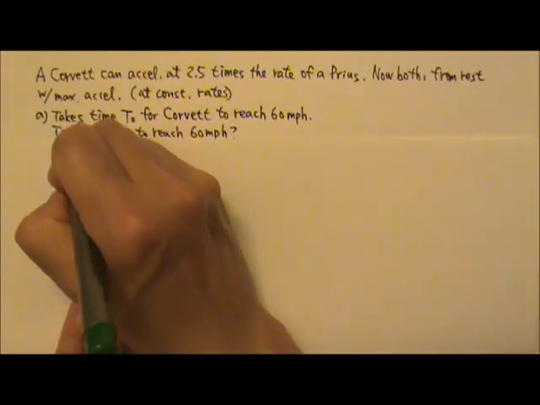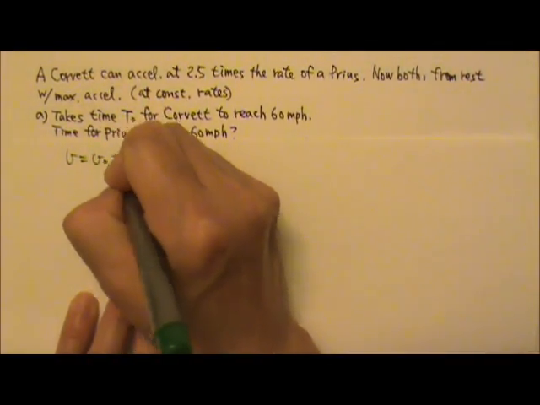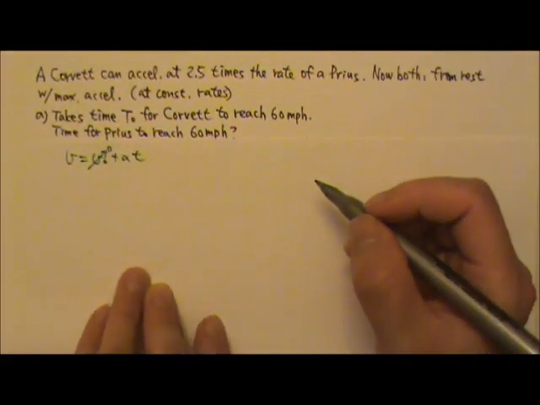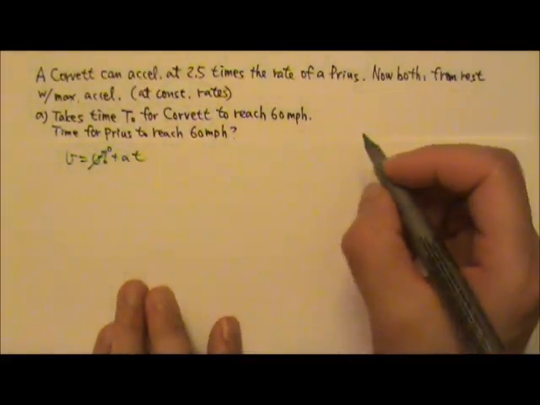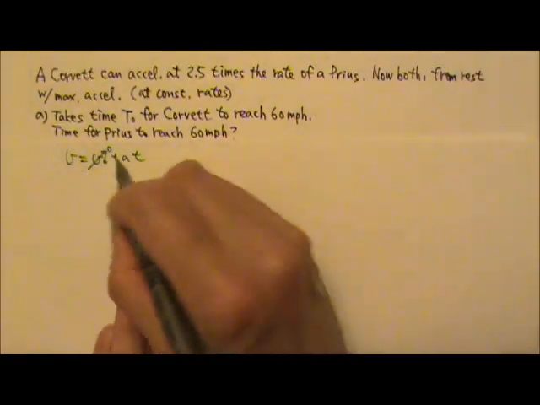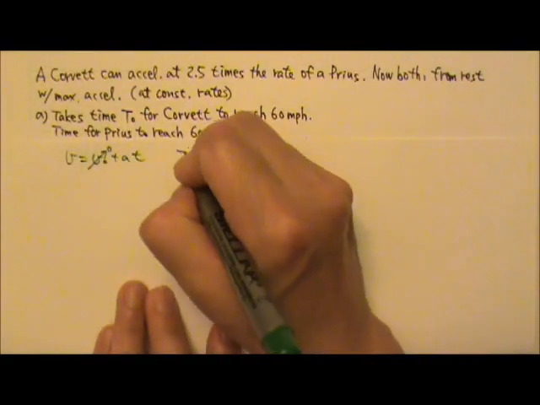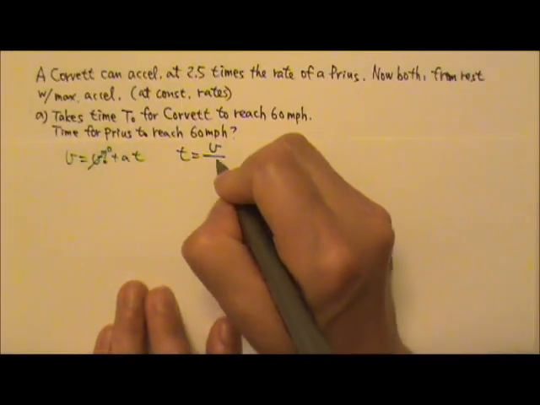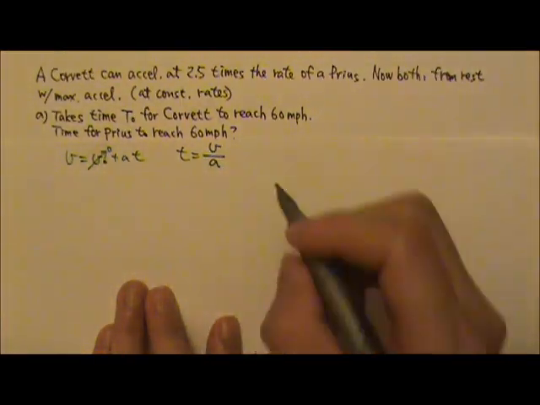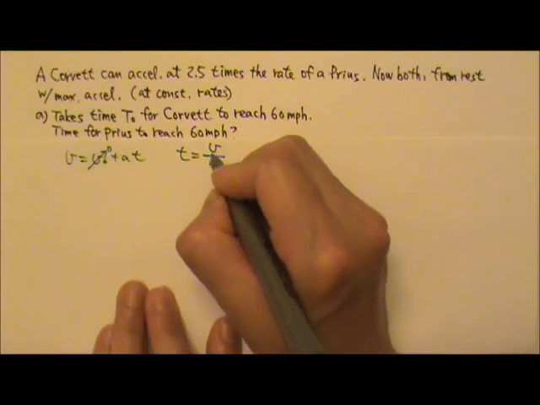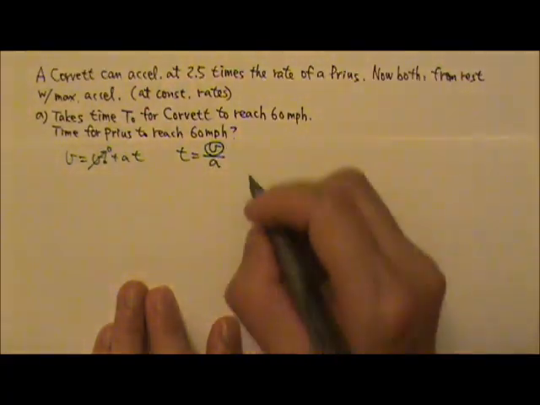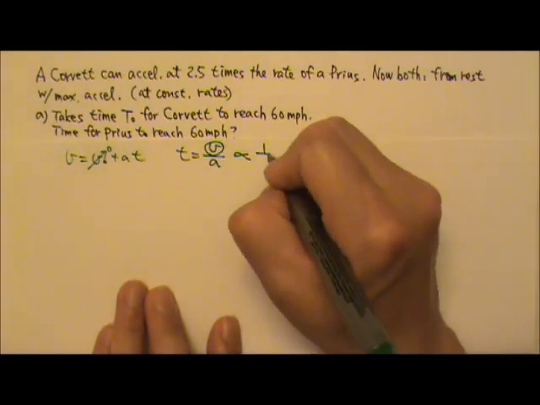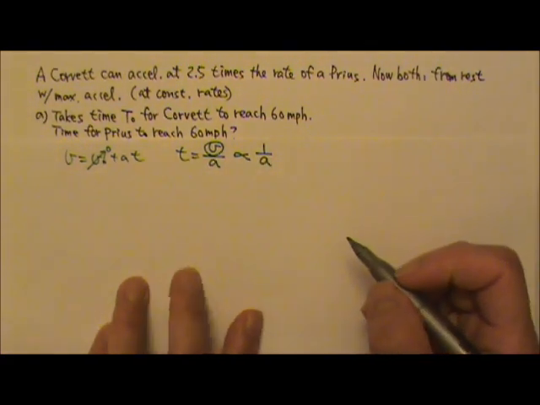So we have v equals v0 plus at. Of course, the initial velocity is 0 for both cars. And that means you can solve for t because we're looking for time. So if we solve for time, then it is the final velocity v divided by the acceleration. The final velocity is the same for both vehicles. So this means time is proportional to 1 over acceleration.